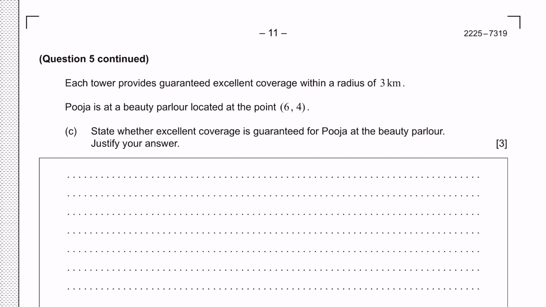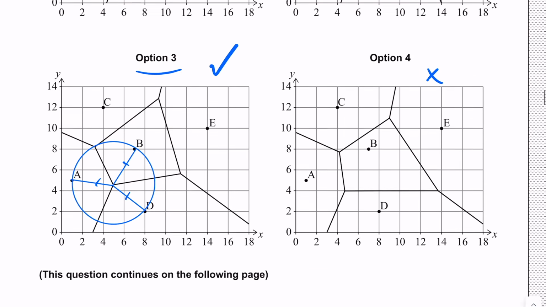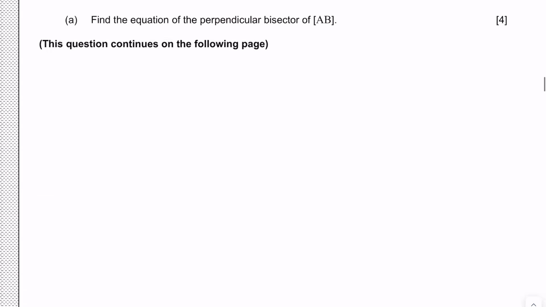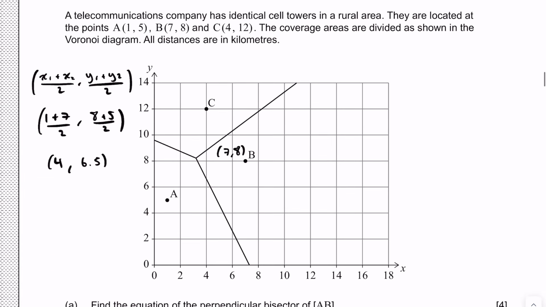Each tower provides guaranteed excellent coverage within a radius of 3 kilometers. Pooja is at a beauty parlor located at the point 6,4. Part C. State whether excellent coverage is guaranteed for Pooja at the beauty parlor. Justify your answer. So I'm not actually a fan of this question in a certain way because it's unclear which Voronoi diagram to use.